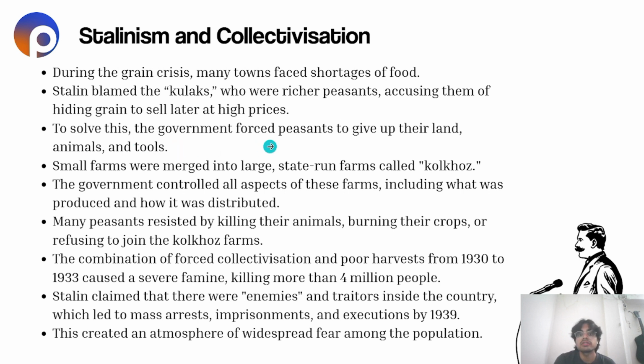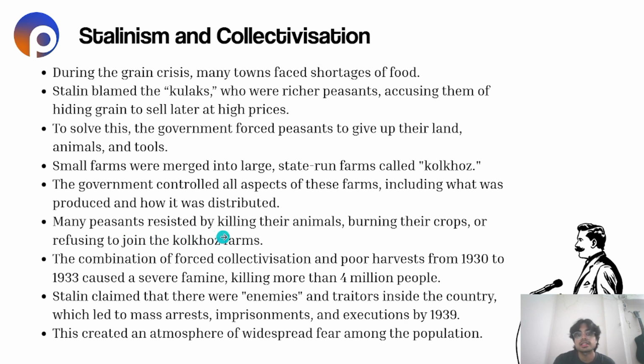To solve this, the government forced peasants to give up their land, animals, and tools. Small farms were merged into large state-run farms called kolkhoz. The government controlled all aspects of these farms, including what was produced and how it was distributed. After the accusation on the richer peasants, the government started the collectivization of land. Multiple farmlands were merged into a large one, and the state controlled it.